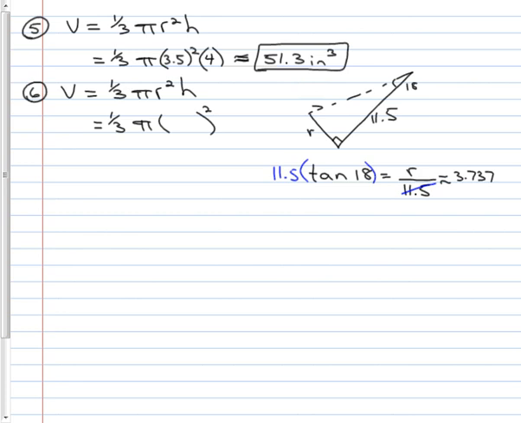Now here's what I'd do if I were you. I'd take that answer, 3.737, whatever it is. I would square it in the calculator. I'd multiply it by the height, which is 11.5 times the pi. Then I'd divide that answer by 3 or multiply by 1/3. Your preference. 168.1 is the answer you should be getting. So try to avoid rounding until that final answer.